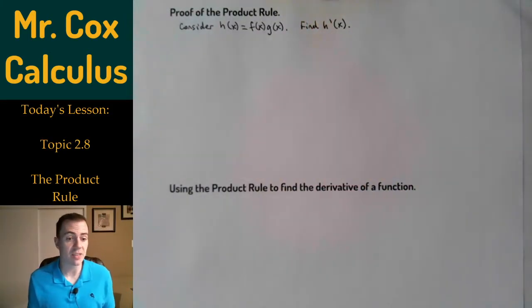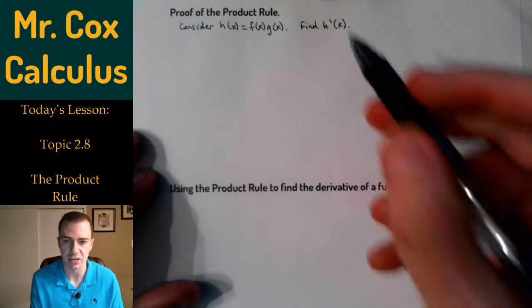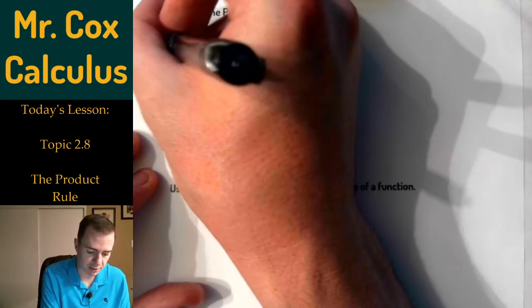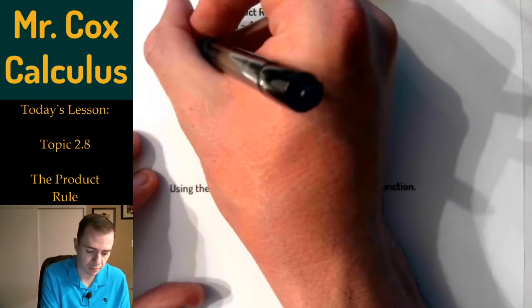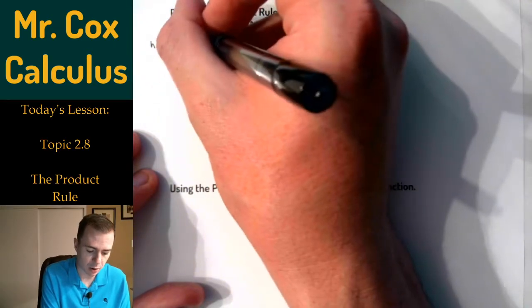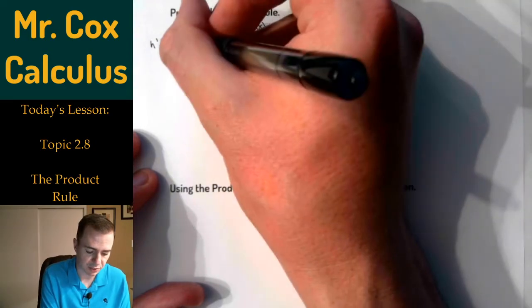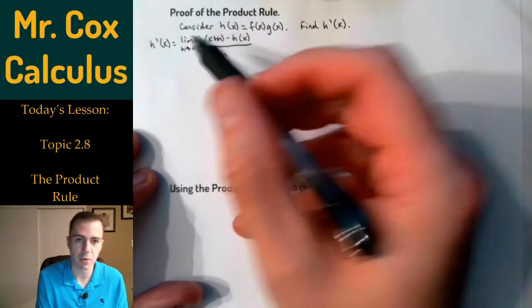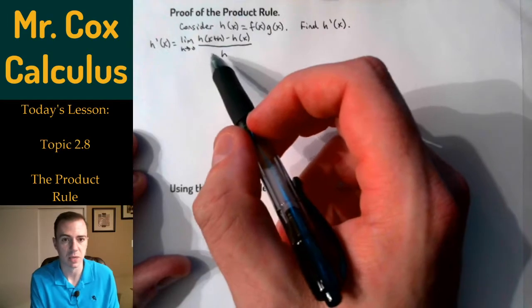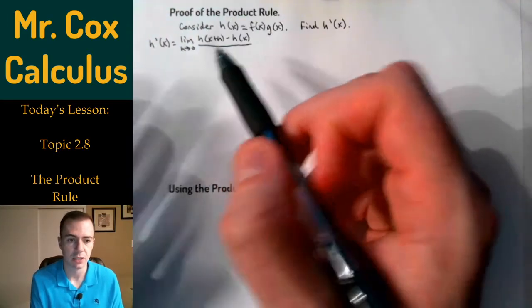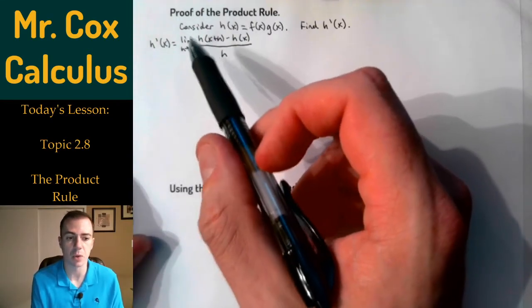And just like a lot of these rules that we're going to come up with, we're going to derive it by using the limit definition to figure out what h prime of x is. So h prime of x is going to equal the limit as h approaches 0 of h of x plus h minus h of x, all over h. And remember, this function h is different from this value h, which we use to represent that change in x. So don't hang yourself up on that.